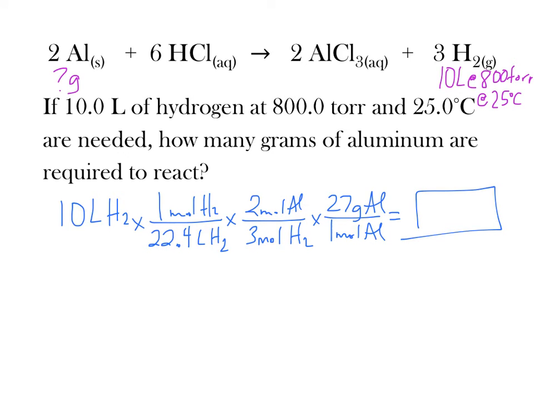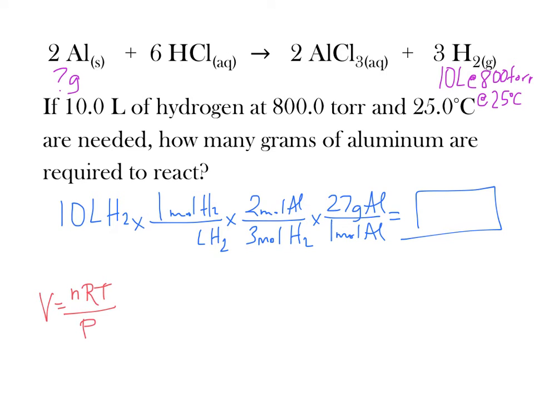The problem is it's not at STP. So 22.4 is a bogus number. It will not work because it's not at STP. So what we're going to have to do, or at least the way that I solve it, is to try to find what that number would be instead of 22.4. So I'm going to find the molar volume at 800 torr and 25 degrees C.